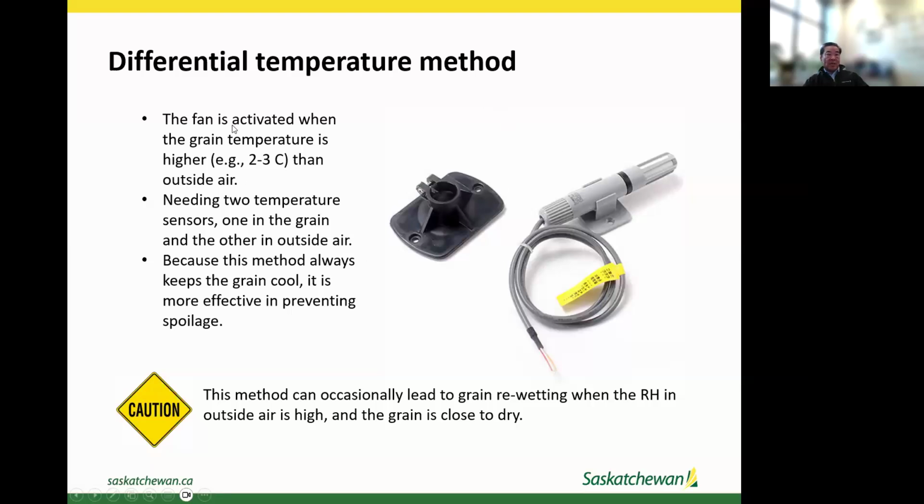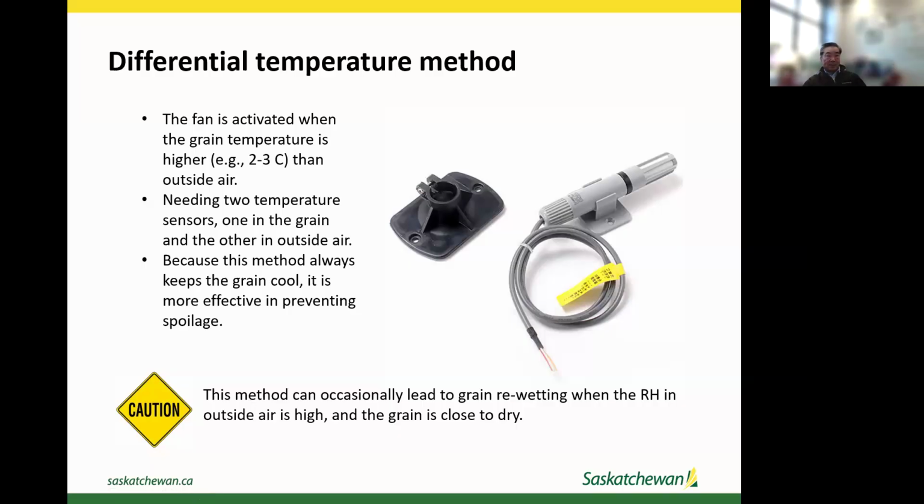the second is the differential temperature method. The fan is only activated when the grain temperature is higher, for example by 2 to 3 degrees, than the outside air. But in this kind of scenario, you would need to install two temperature sensors. One is inside the grain bin, and another one is outside in the ambient air. Because this method always keeps the grain cool, it's more effective in preventing spoilage.